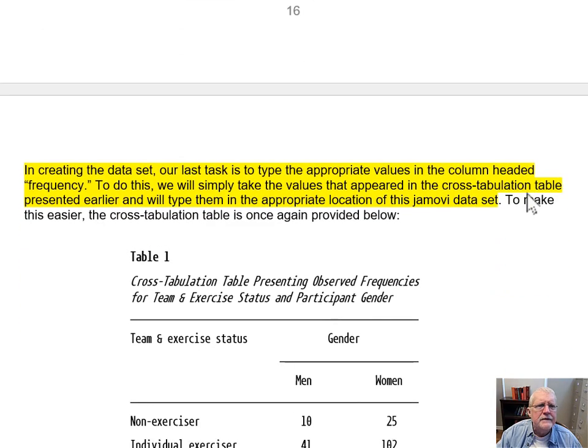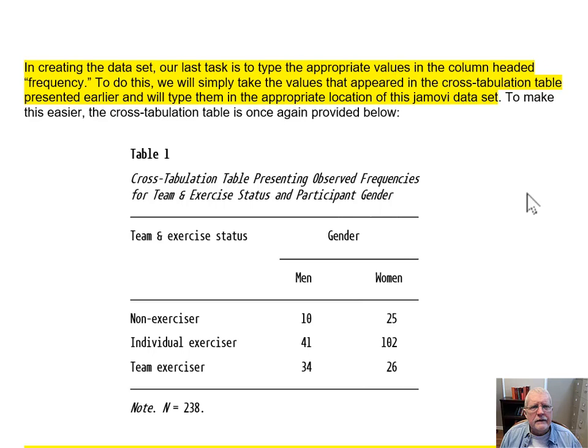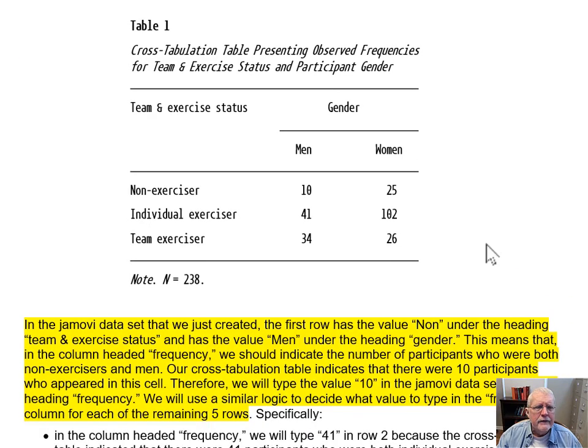Continue on page 17. In creating our data set, our last task is to type the appropriate values into this column headed frequency. To do this, we'll simply take the values that had appeared in the cross-tabulation table presented earlier, and we will type them into the appropriate location in the Jamovi data set. Now, here's the cross-tabulation table presented earlier. We're going to take these frequencies from these cells and insert them in the appropriate row in our Jamovi data set. In the Jamovi data set we just created, the first row has the value non under the heading team and exercise status, and has the value men under gender.